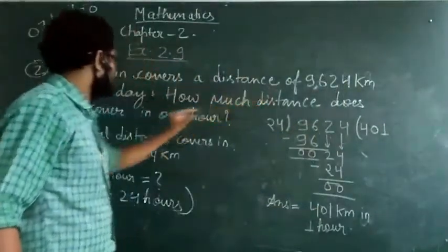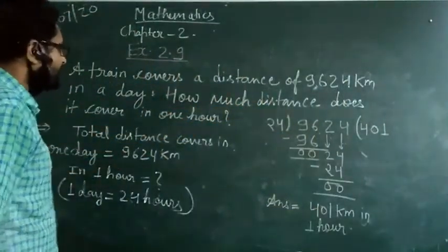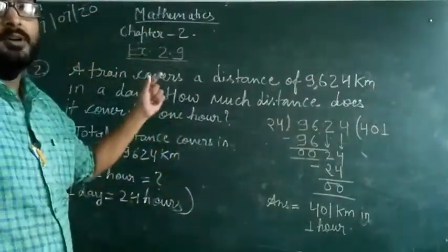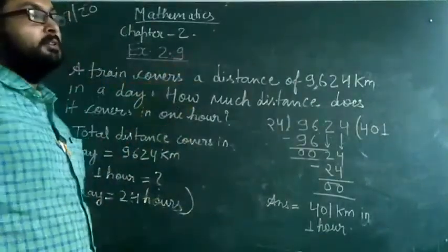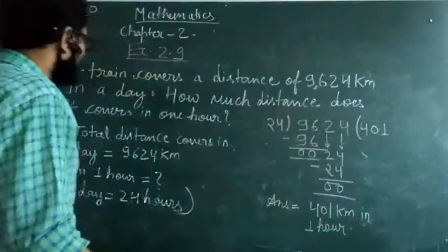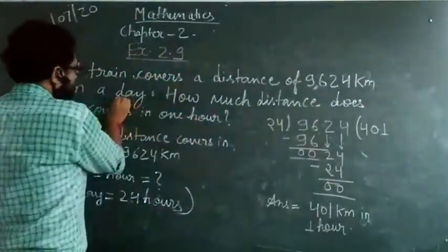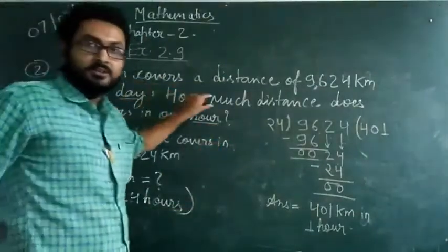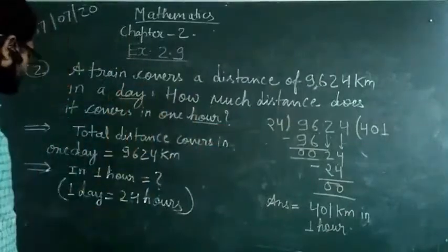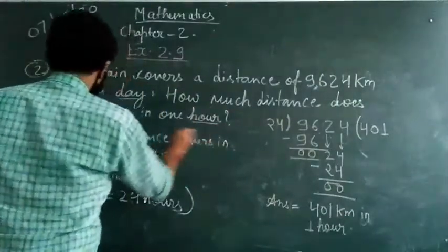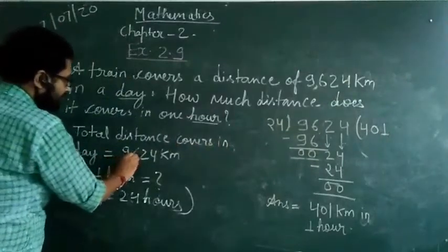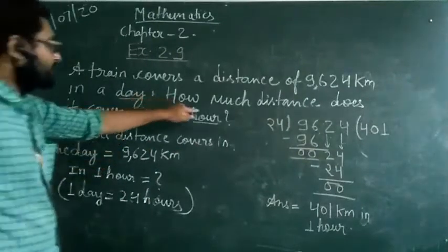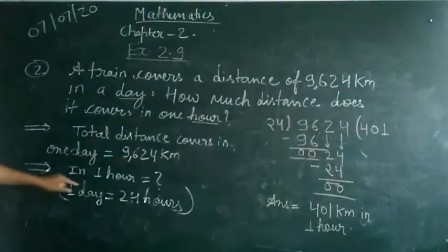How much distance does it cover in 1 hour? For 1 day it is given, but we want to find for 1 hour. Here the units change, day and hour, so we will have to see the relationship between day and hour. The total distance covered in 1 day is 9,624 kilometers, and we want it in 1 hour.